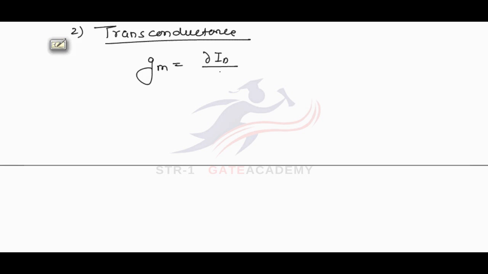Next term related to JFET will be its transconductance. For JFET, its transconductance GM is defined as GM equal to del ID upon del VGS at constant VDS.